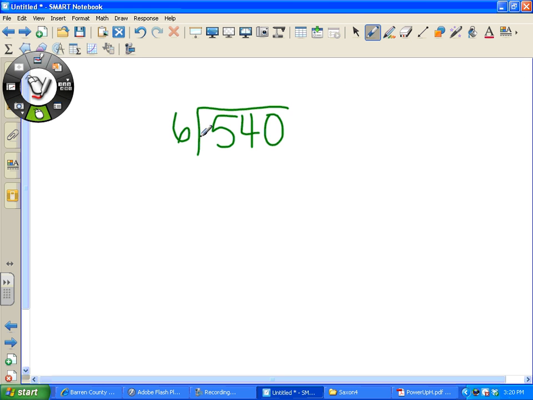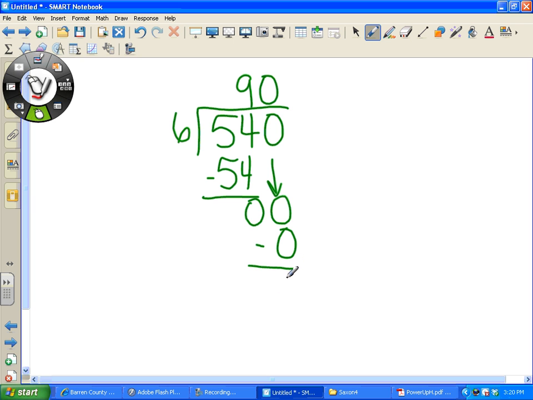divided by 6. How many groups of 6 could I get out of 5? 0. How many groups of 6 could I get out of 54 though? 9. Look where I wrote it. Above the second digit there. 9 times 6 is 54. Subtract. Bring down the 0. How many groups of 6 can I get out of 0? 0 groups. 0 times 6 is 0. Subtract. There's nothing left to bring down.